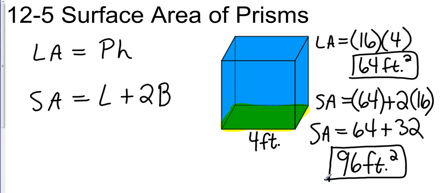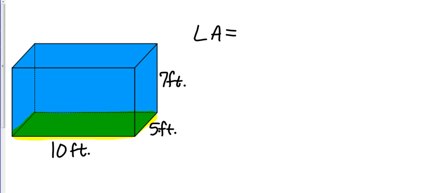Okay, so let's look at a different one. Okay, let's start with lateral area. Again, lateral area is going to be the perimeter times the height. So the perimeter of that bottom is going to be, that back piece is 10. This side piece is 5. And so remember, perimeter is just adding all of those together. So 10 plus 10 is 20, plus 5 is 25, plus 5 more is 30. So my perimeter is going to be 30 feet.